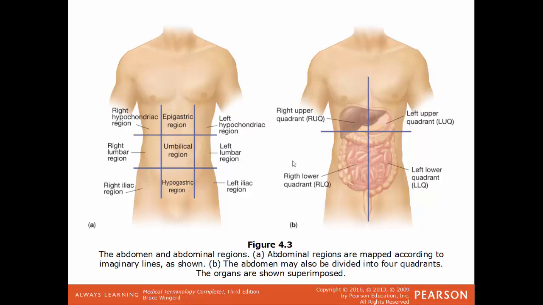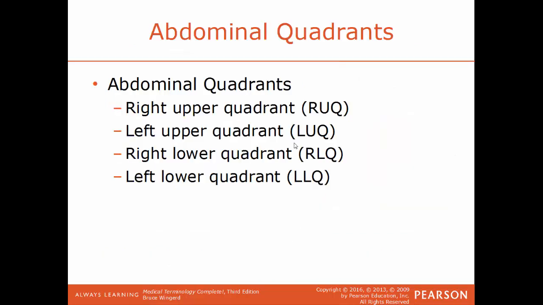You can also divide the abdomen into quadrants. And quad means 4, so there are only 4 quadrants. You have 2 uppers, a right upper, left upper, and then 2 lower quadrants, right lower, left lower. And again, everything on this side is left, everything on this side is right. And most people have no trouble remembering upper versus lower, but where people sometimes get confused is right versus left.